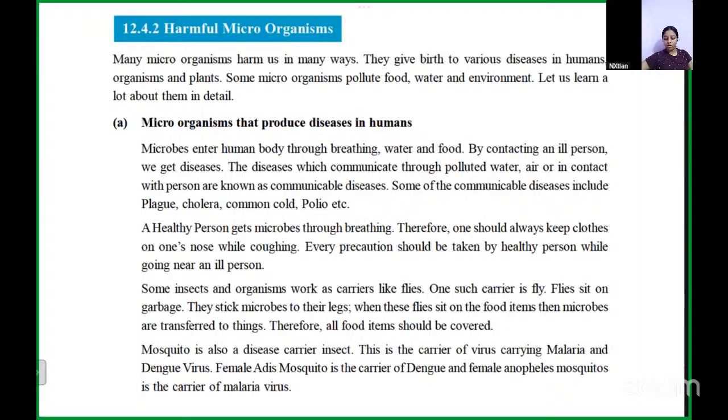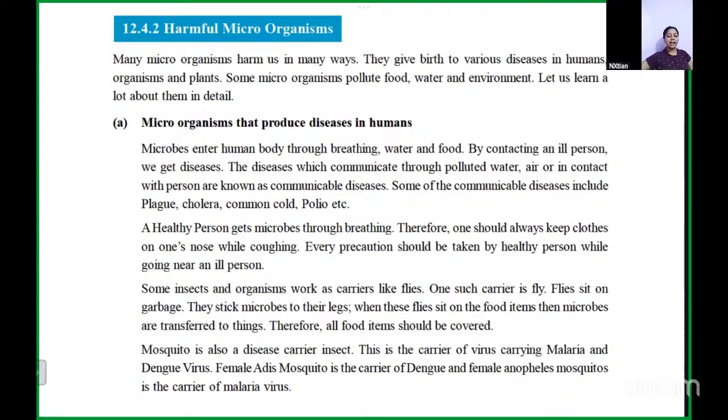Yes. Now, some insects and organisms work as carriers, like flies. Okay, carriers means they carry the microbes with themselves, and when they sit on various things, they leave the microbes on those things. For example, if we take a fly, we know flies sit on garbage and all the dirty places, okay? And they have legs, and on the legs they attach microbes.